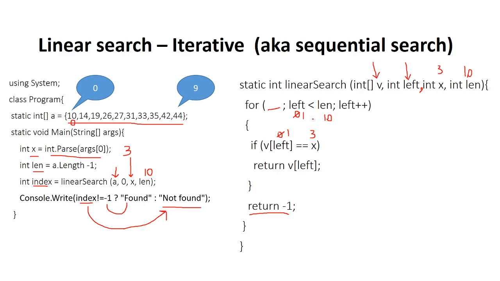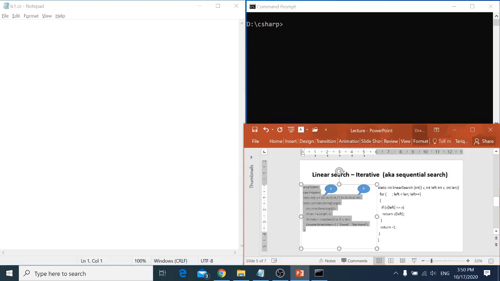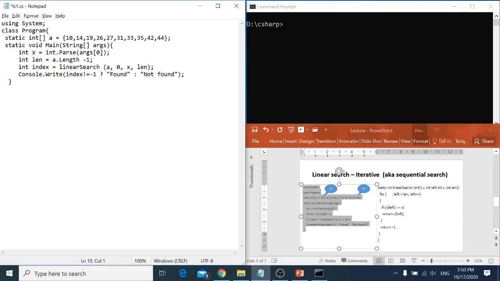Now let's see this in practice. What I can do is copy this portion of the code. So this is my program, this is my array, static void main. I'll take the argument value and pass it to x, which I'm searching for. Then I have the length of the array and I'm calling this method now. Now let me write this method.